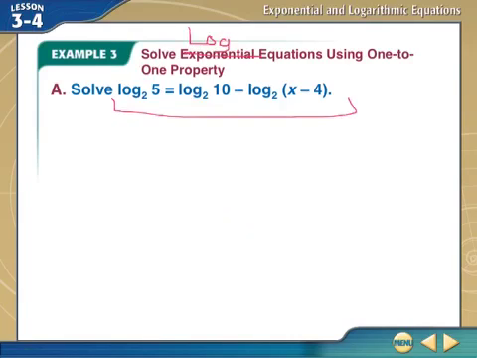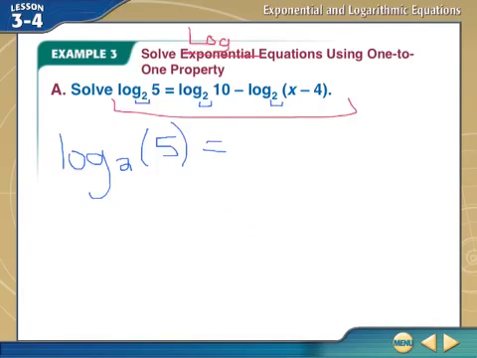Now, to use the one-to-one property, we have to have the equation down to a single log on both sides of the equation, and the logarithms on both sides have to be the same base. That's not going to be a problem here because all of our logarithms have a base 2. So I'm going to leave the left side of the equation alone because I already have a single logarithm on the left side.